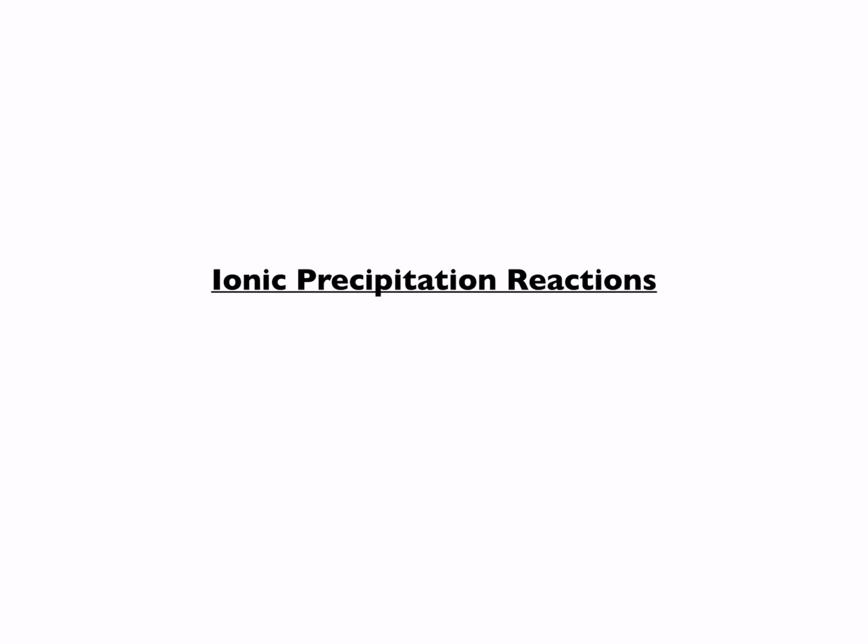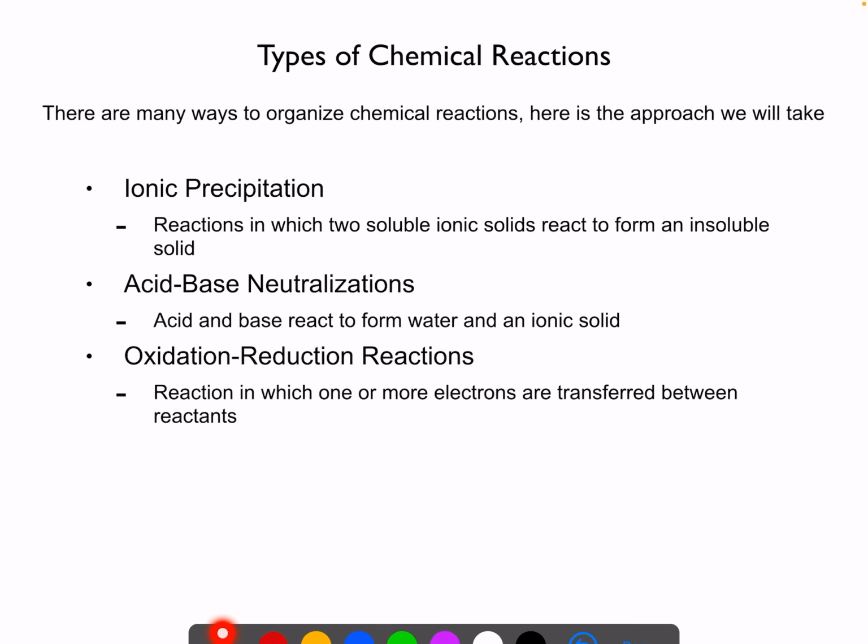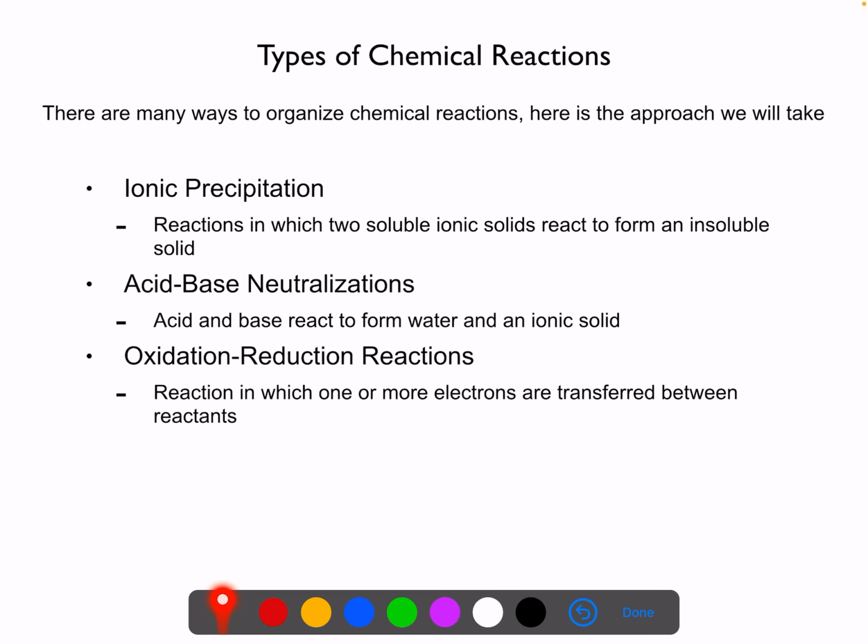This lecture is going to go over ionic precipitation reactions. Remember, when we think about reactions, we can classify them generally into three types. We have what are known as ionic precipitation reactions. That's what we're going to be talking about in this lecture.